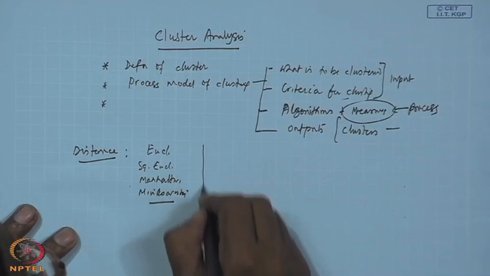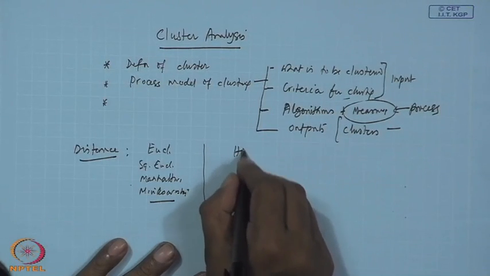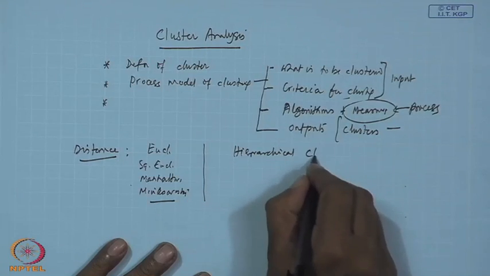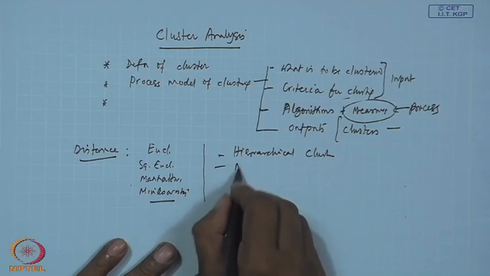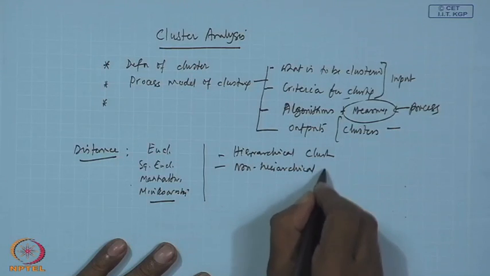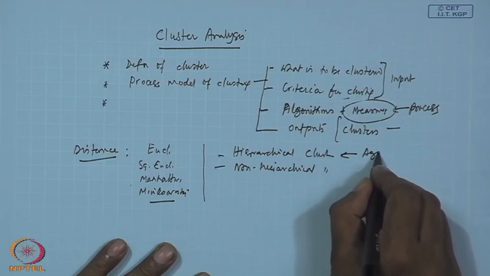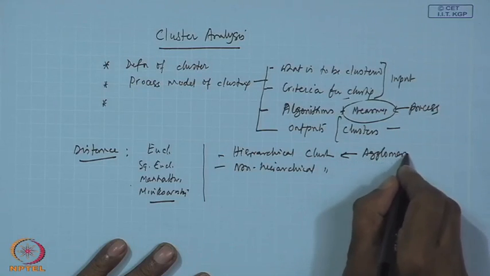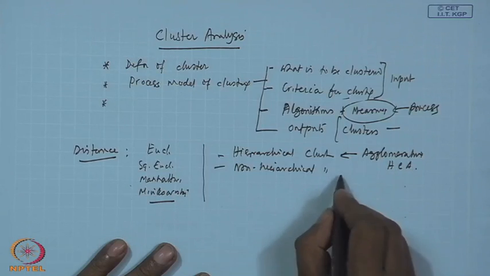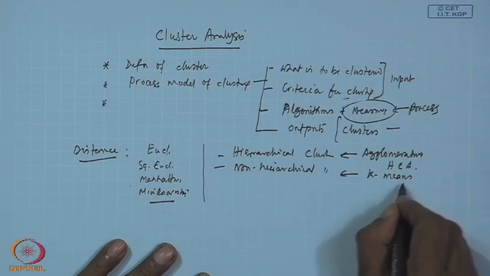And then we have discussed the two types of algorithms. One is hierarchical clustering, and the second one is non-hierarchical clustering. Under hierarchical clustering, we have discussed agglomerative hierarchical clustering algorithm, and under non-hierarchical we said that we will be discussing k-means clustering.